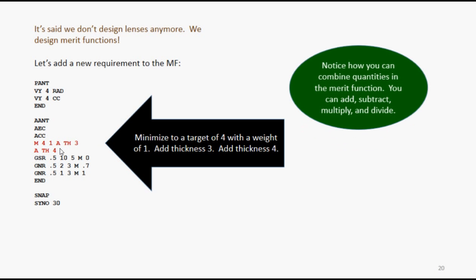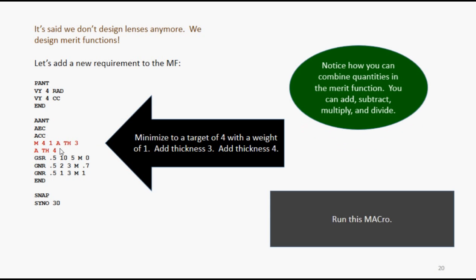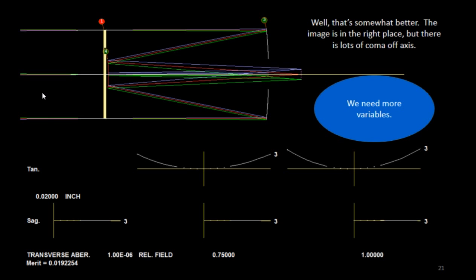See, notice how you can combine quantities in the merit function. You can add, subtract, multiply, and divide. So you run this macro, and now the image plane is outside. This sum of thickness 3 plus 4 comes out to here. That's this distance right in here. So now the image is external, where we want it. But there's still lots of coma off-axis. We need some more variables.